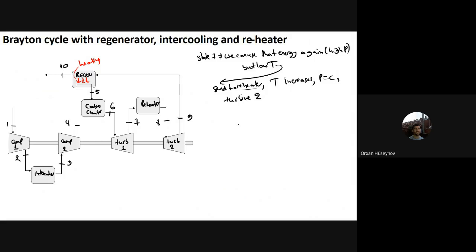Okay. Now let's draw the TS diagram again to see what happens. You have this temperature here. You have this entropy here. This is the TS diagram. And I will start from compressor 1. And as always, I should add these two statements here. The compressors and the turbines are identical. Identical means that they work with the same pressure ratio and they work with the same temperature ratio.